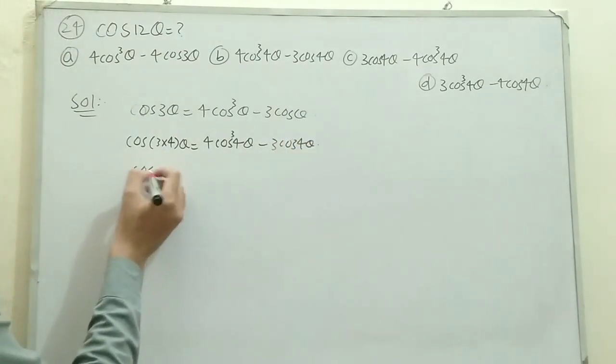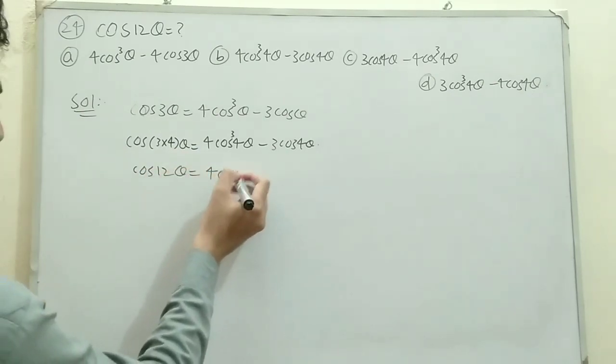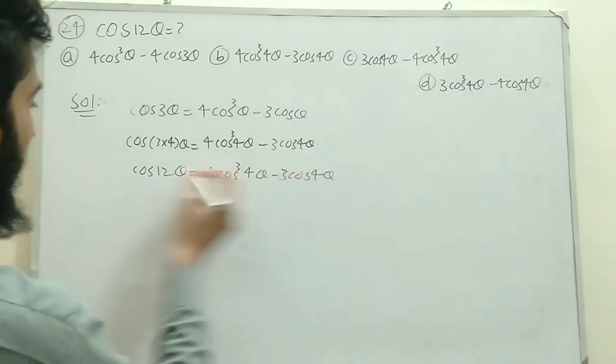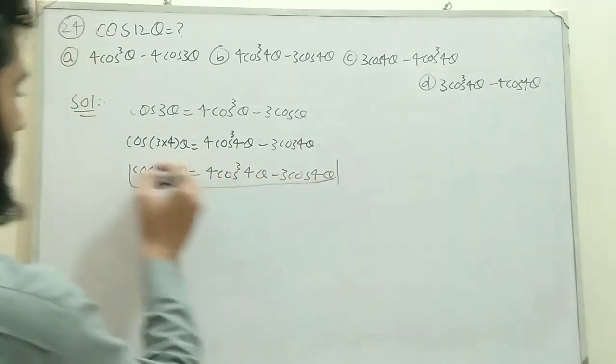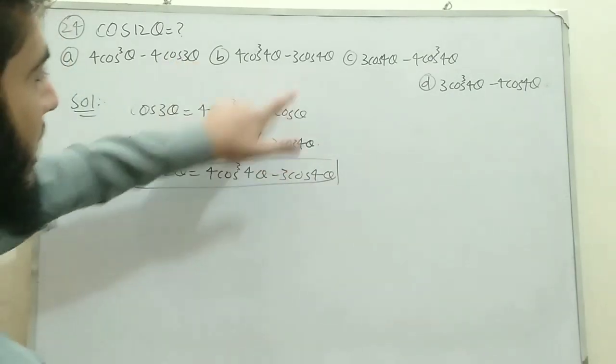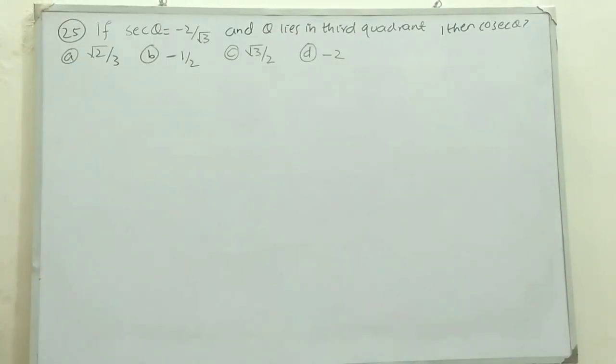So 3 multiplied by 4 gives us cos 12 theta is equal to 4 cos cube 4 theta minus 3 cos 4 theta. So this is the required answer to MCQ number 24: 4 cos cube 4 theta minus 3 cos of 4 theta. Option B is the right option. Now move toward MCQ number 25.